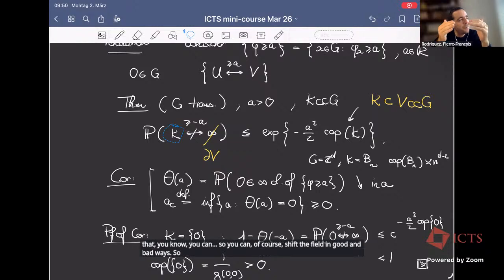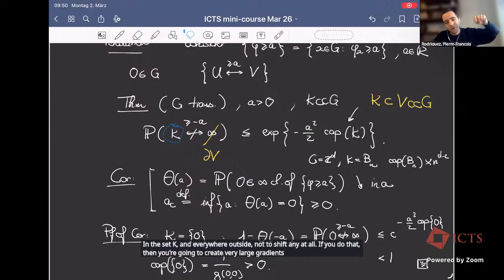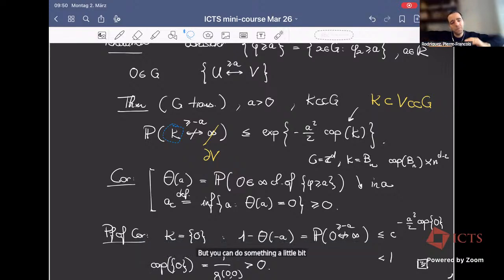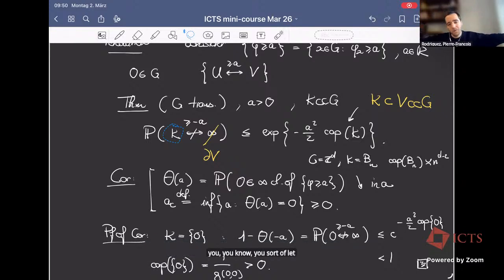And it turns out that you can of course shift the field in good and bad ways. So a bad way to shift would be to shift to a subcritical level, say in the set K, and everywhere outside not to shift at all. If you do that, then you're going to create very large gradients on the boundary, and you're going to get again a lower bound, probably of the order n to the d-1. But you can do something a little bit better, which is that you basically shift to whatever level is going to be subcritical in the box, and then outside of it, you sort of let it linearly go to 0.